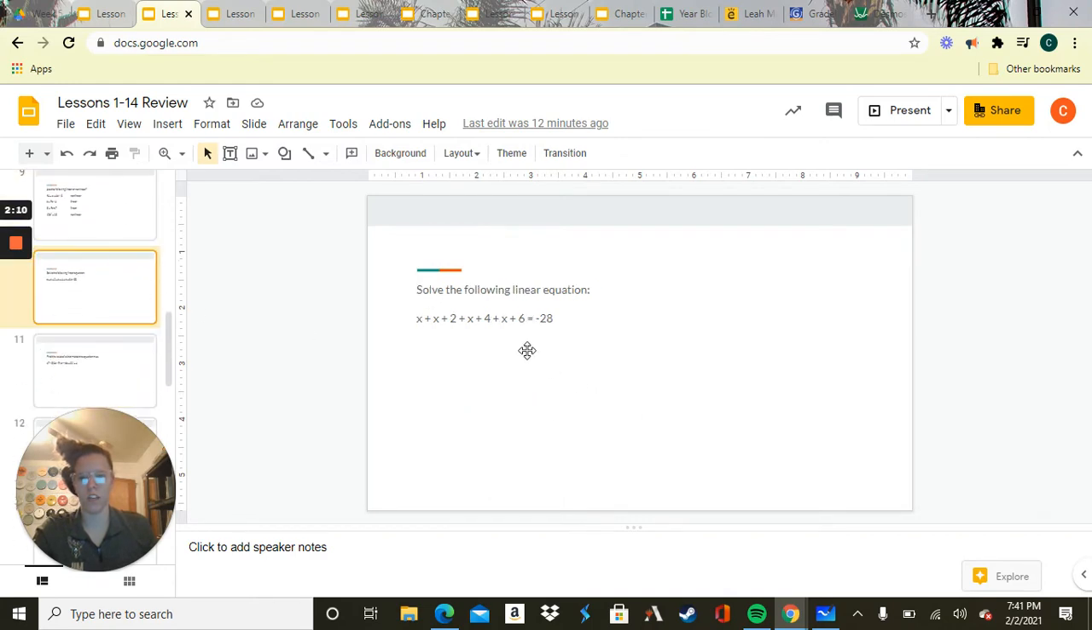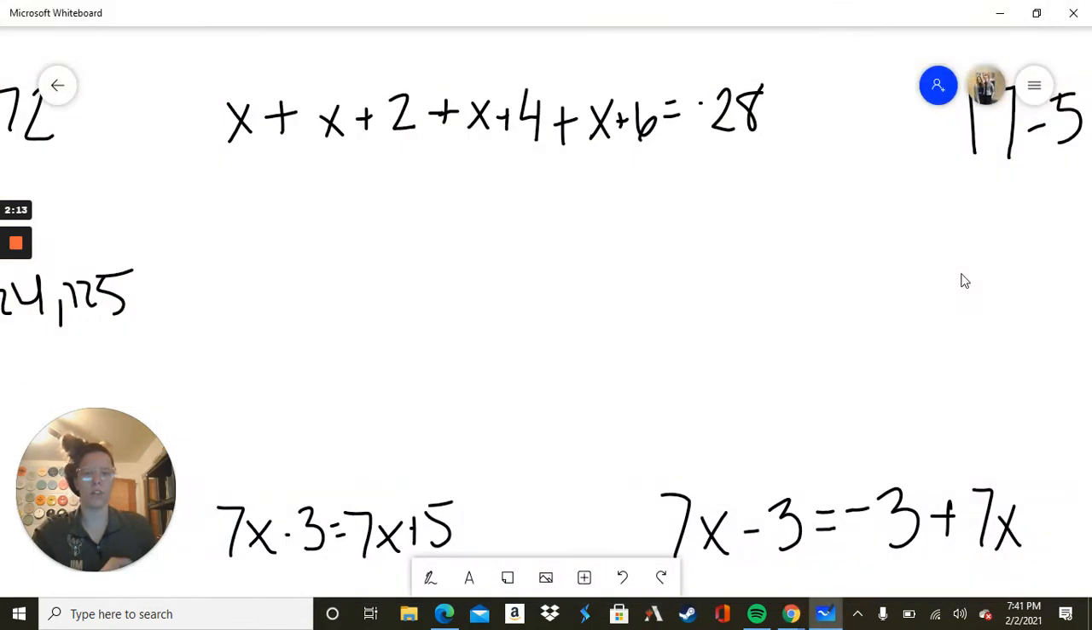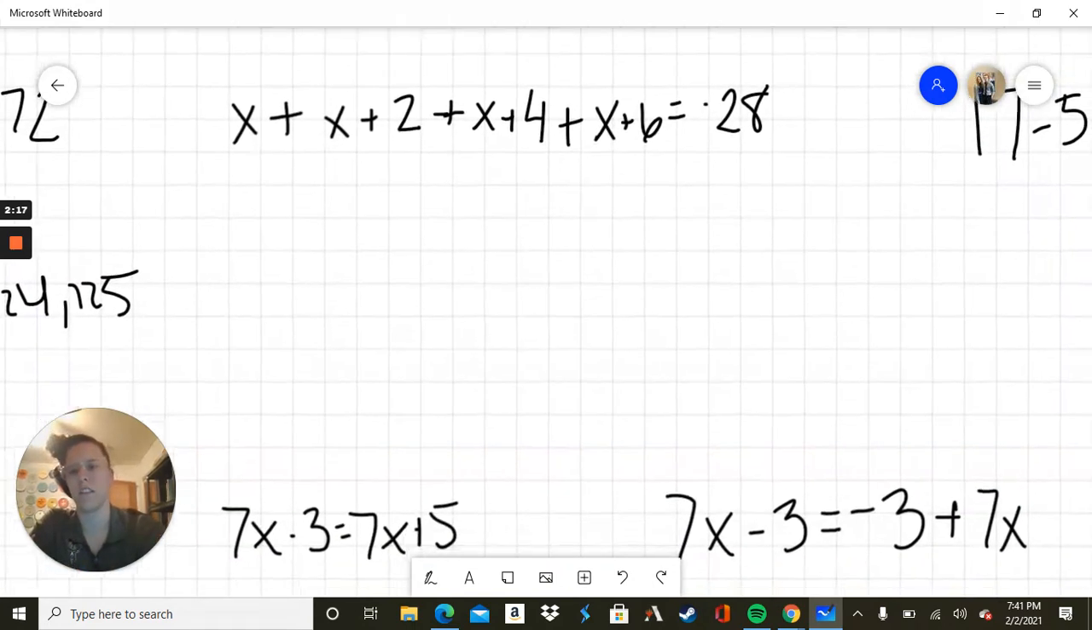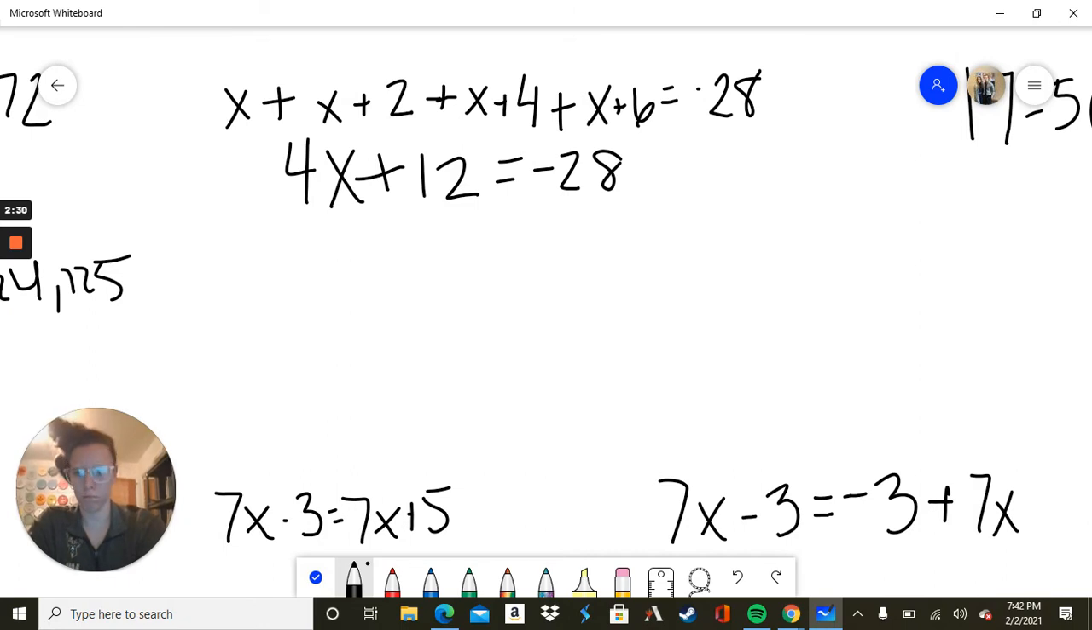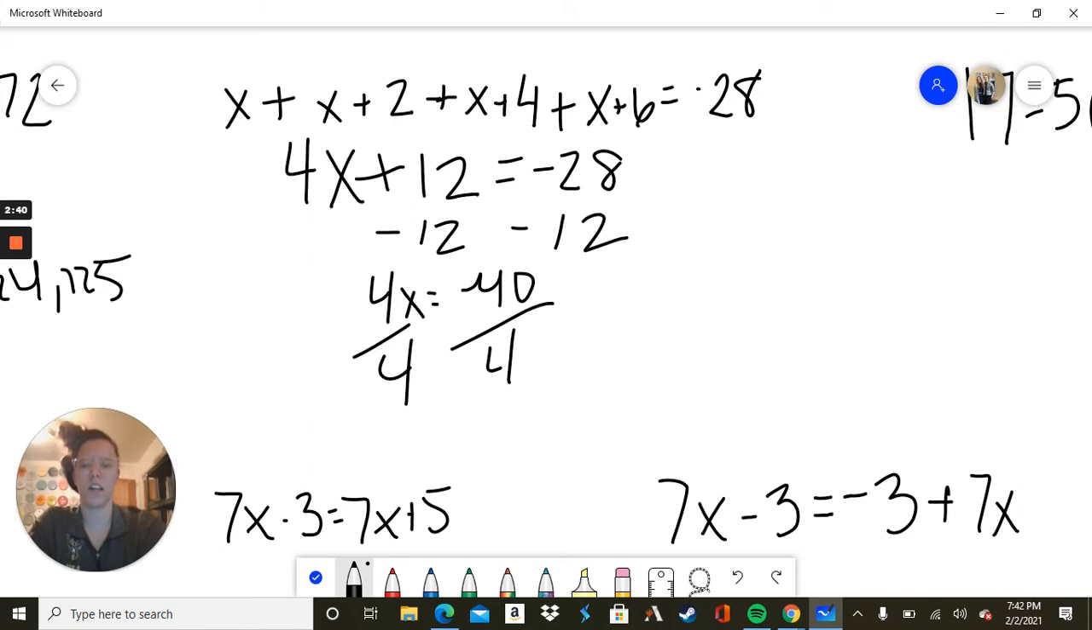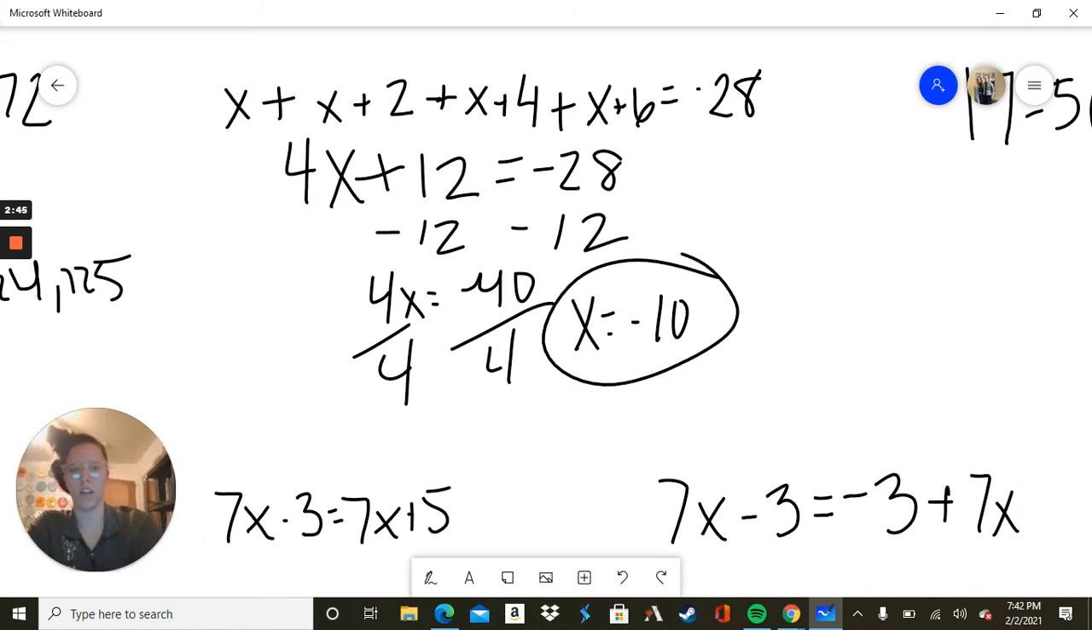Okay. Next we're going to solve this equation. So again, we can combine. So we have 1, 2, 3, 4 x's. 4x plus 2 plus 4 is 6, plus 6 is 12, equals negative 28. Then we're going to subtract 12. So we're going to get 4x equals negative 40. Divide by 4, x equals negative 10. Okay.